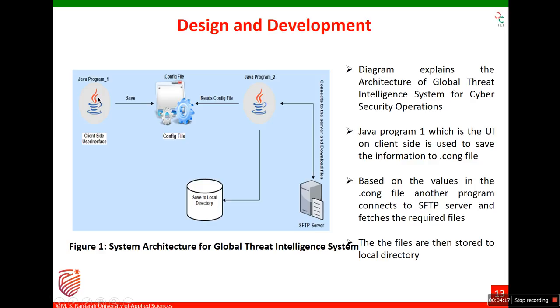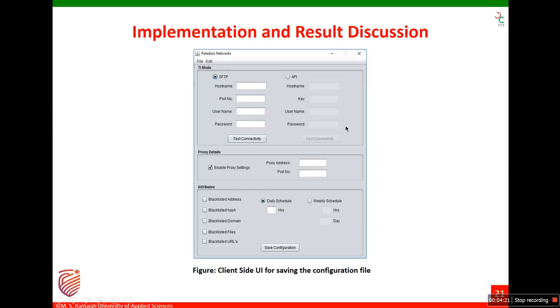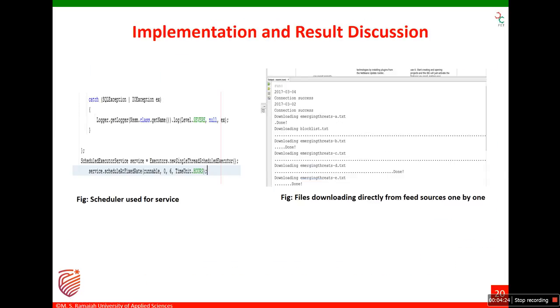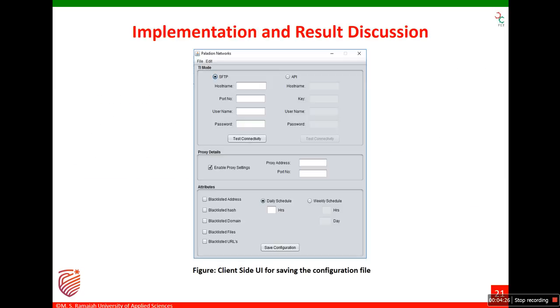When we run program 1, it opens a UI portal. This is the portal, in which we have two buttons: one is SFTP and one is API. We can give everything here: API, port number, host name, username and password, and test connectivity. We can give a proxy address and port number. We can take whatever we want over here and save it in a config file.